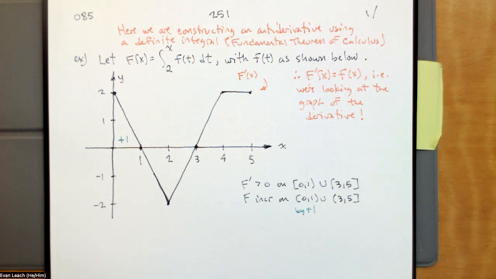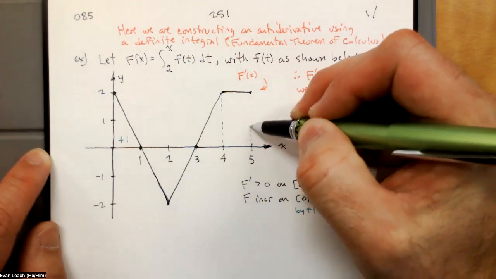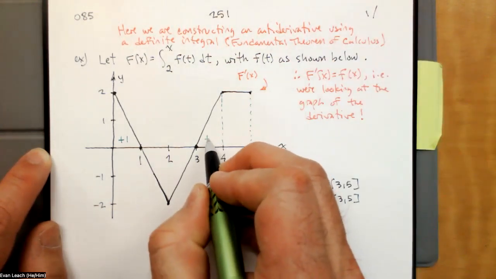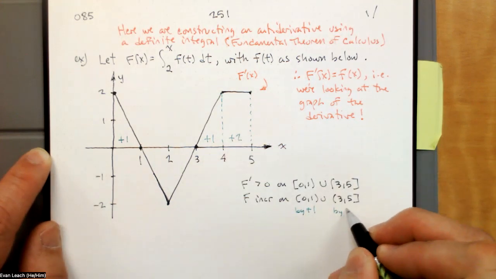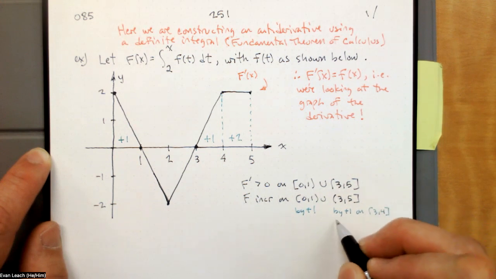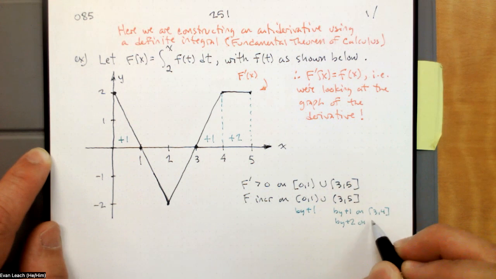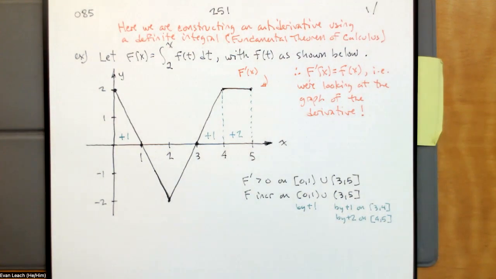And then from 3 to 4 and from 4 to 5, let's break it up into a triangle. There's going to be another 1 on 3 to 4 and 2 from 4 to 5. We've added to what we know before. We know that the function is increasing where the derivative is positive. The area will tell us how much increase we get.